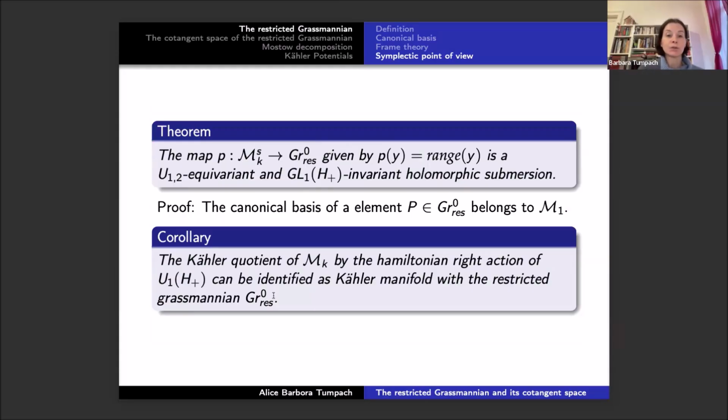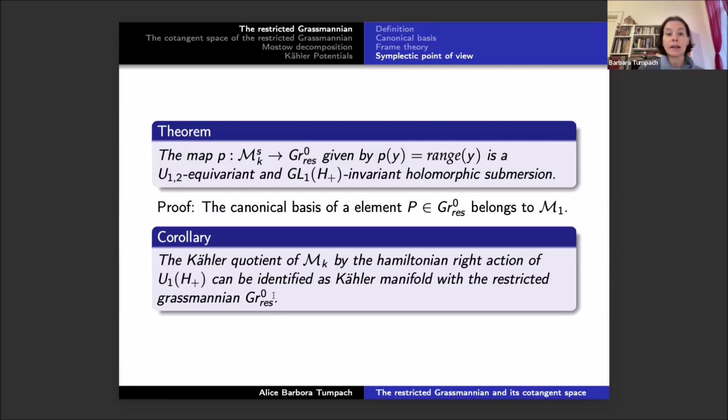And the last step is to identify the quotient with a restricted Grassmannian. And for this, I use the canonical basis I have defined at the beginning of this talk. I will use this and simply map the stable manifold to the restricted Grassmannian using the range of the operator. So at an element Y in the stable manifold, we associate its range, its image. And this will map to the connected component of H plus in the restricted Grassmannian.